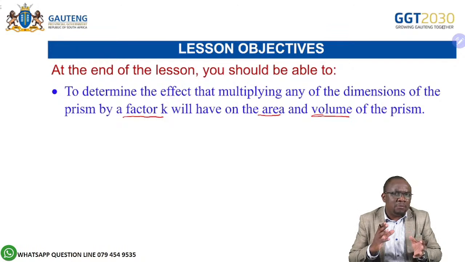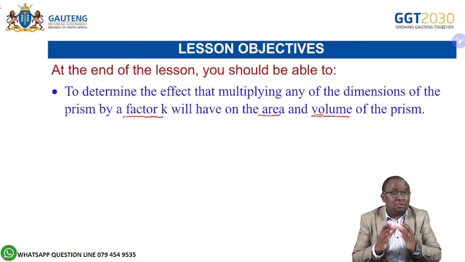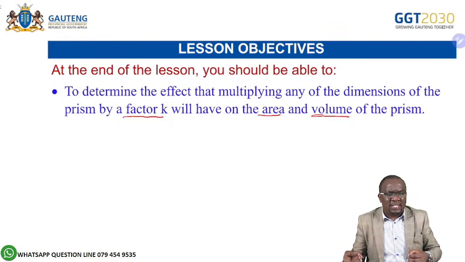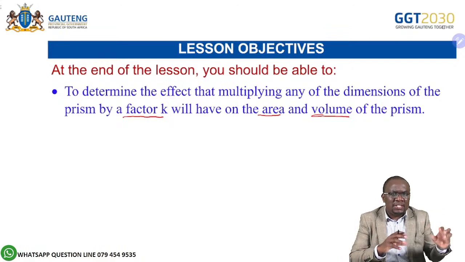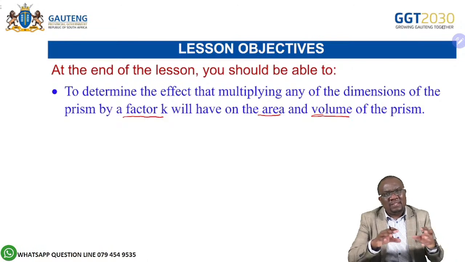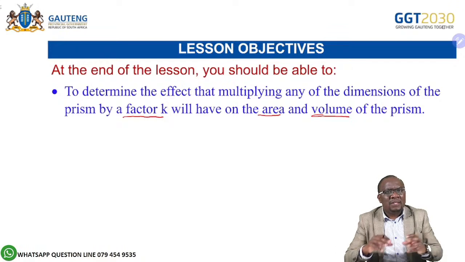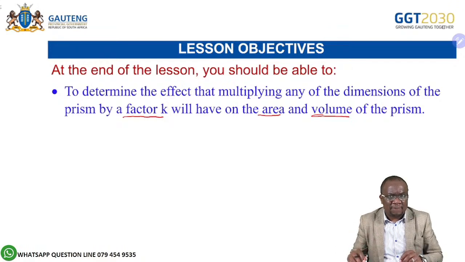So our lesson is going to be more investigative, okay? We're going to do our calculations, and then at the end, we come up with a conclusion. So get involved from the beginning, and we're going to discover things together. We follow the steps that I'm going to give you, and at the end, we conclude that if we multiply the dimensions of a prism by this factor, then the volume is going to be multiplied by this factor, and the surface area is going to be multiplied by this factor, okay?